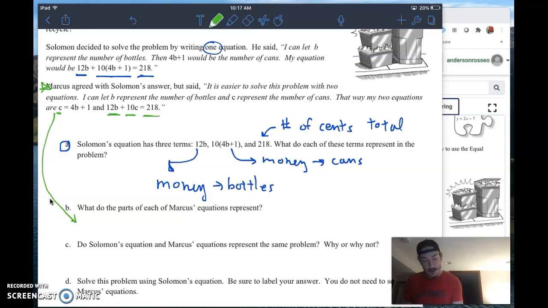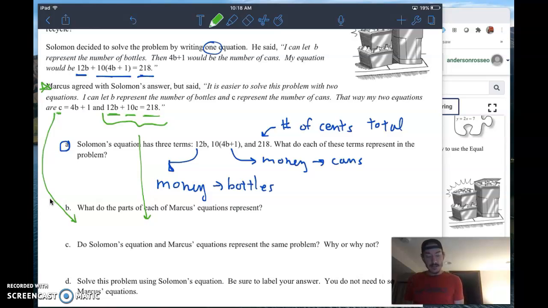But then this second equation, because Marcus has 2 equations. He's got 12b, 12 cents times the number of bottles. That's going to give him the money that he's making from bottles. And then 10c, he's adding that to it. 10c is going to be the number of cents that he pulls from all those cans, 10 cents per can. And then that's equal to 218 cents total.